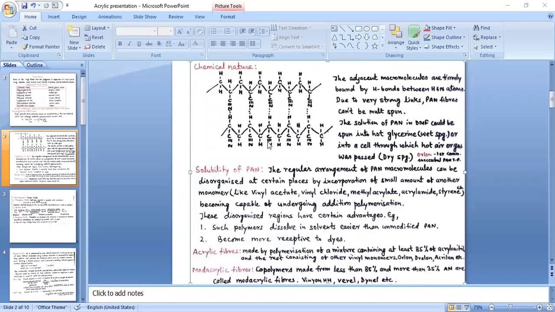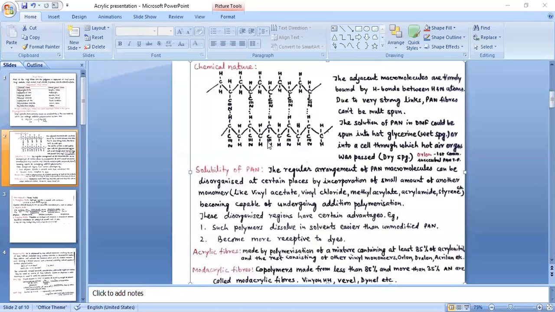Here we are taking two important fibers in the category of polyacrylonitrile fibers. One is acrylic fiber. Acrylic fiber can be defined as the fiber made by polymerization of a mixture containing at least 85% of acrylonitrile and the rest consisting of other vinyl monomers.